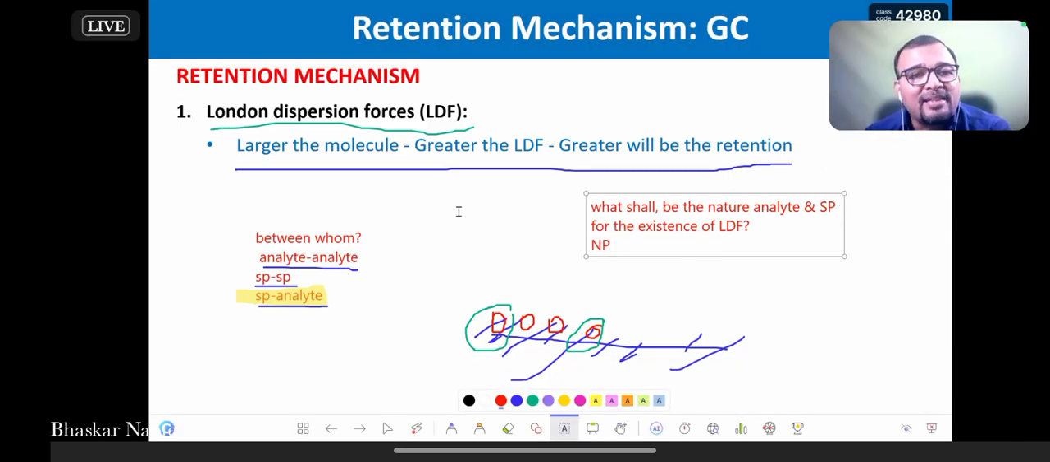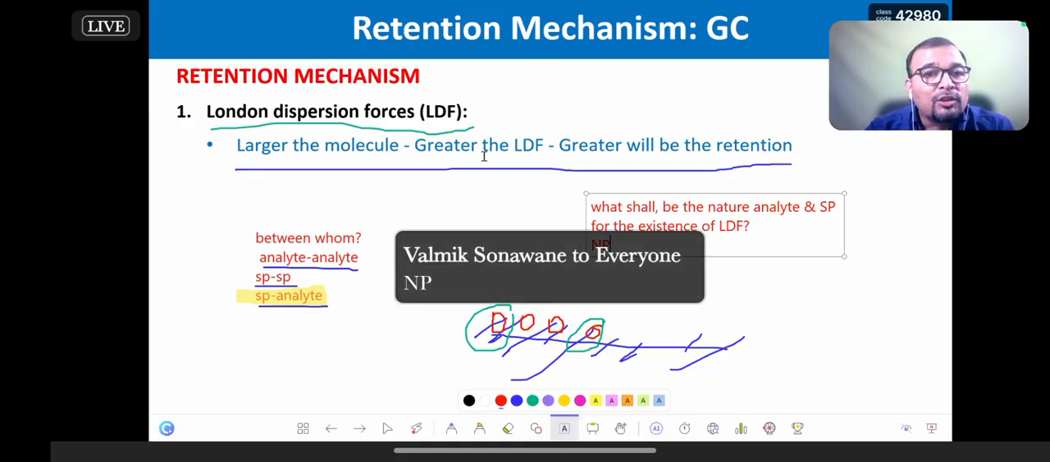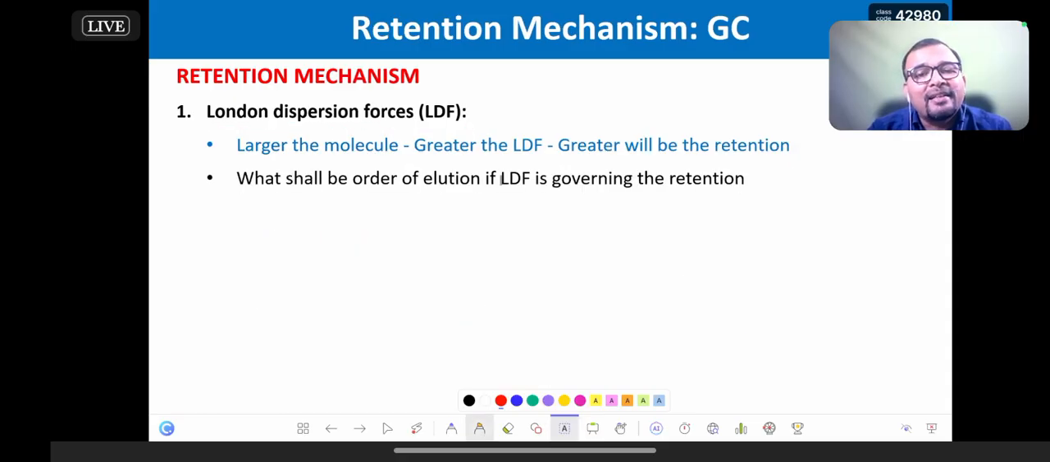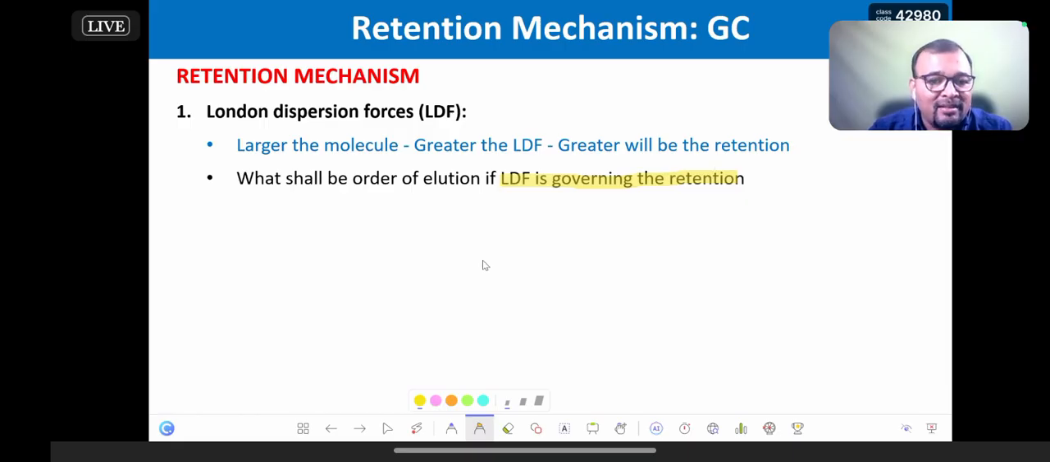So here is the important principle. Larger the molecule, greater the London dispersion force and greater will be the retention. So will you be able to define the order of elution now? If you are able to define the order of elution, if the London dispersion force is only governing the retention, okay, I will give the example shortly. So these are the three compounds.